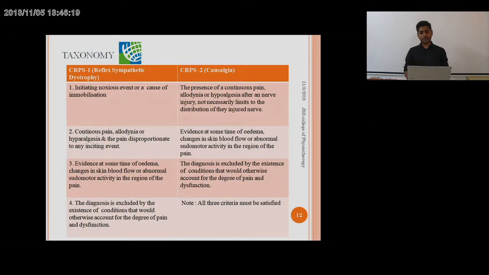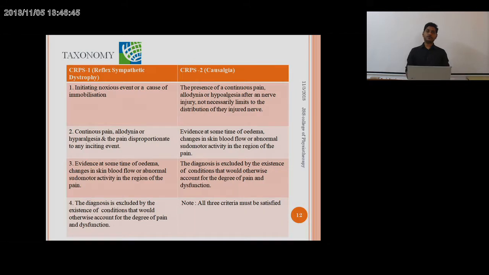And when it comes to CRPS type 2, all the above mentioned three criteria, 1, 2 and 3, have to be satisfied. In case a person is not satisfying any of these criteria, we can't grade him as CRPS type 2. So in 1994, when IASP proposed criteria for CRPS 1 as well as CRPS 2, there were many other conditions which were overlapping and ultimately led to falsely diagnosing people as having either CRPS 1 or CRPS 2.